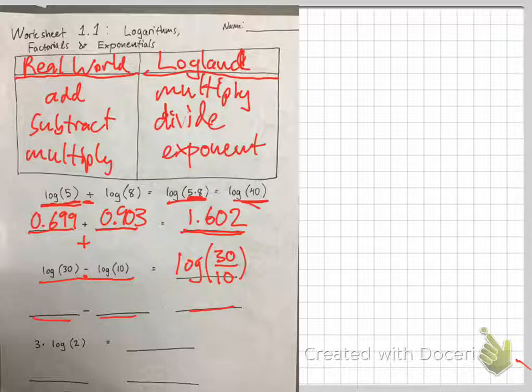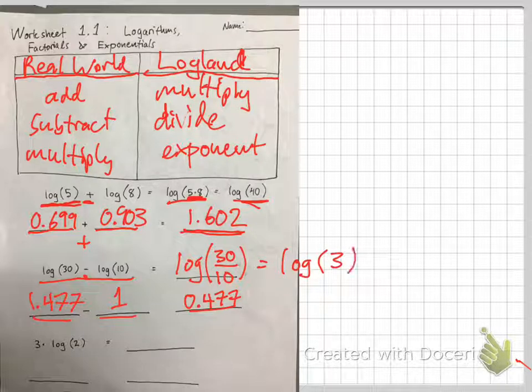Okay, unpausing, we've got 1.477. Log base 10 of 10 is just 1. And the log base 3 of 3 is 0.477. Yeah, so I forgot to write that, log base 3. Notice that if I've got 1.477 and I subtract 1, then I get this number here. So whether we did the division inside the log going this way, or we did the subtraction outside the log going this way, we get the same answer.